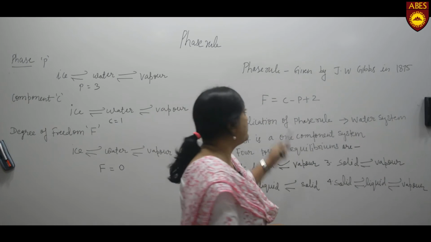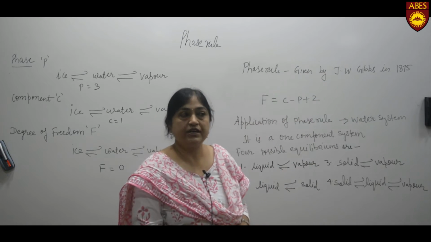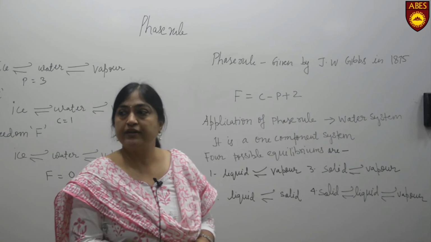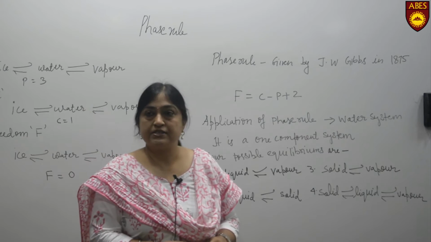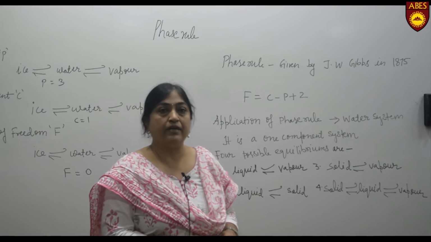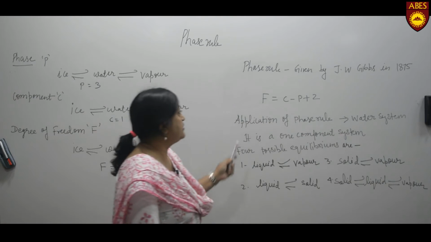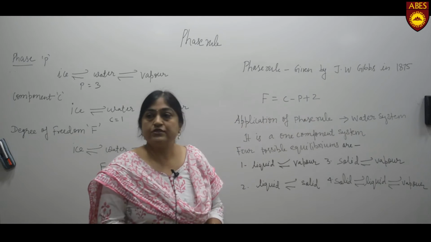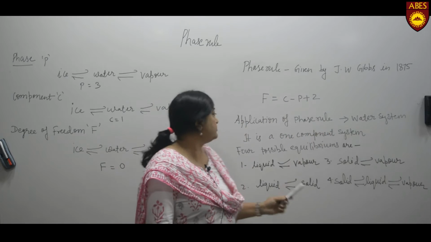Now we come to the point phase rule. It was given by J.W. Gibbs in 1875 for the study of heterogeneous equilibria. In a heterogeneous system, if equilibrium is affected by pressure, temperature and concentration, and it is not affected by gravitational, magnetic and surface action, at that time this relationship between phase, number of component and degree of freedom is given by the equation F = C - P + 2. Now what is the application of this phase rule? We will study it in application of phase rule to the water system.